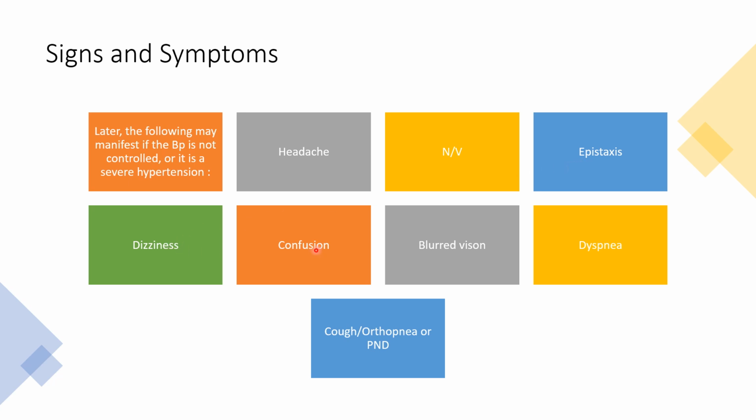Dizziness, confusion, blurred vision, dyspnea, cough, meaning there's pulmonary edema right here. Cough, orthopnea, or paroxysmal nocturnal dyspnea.